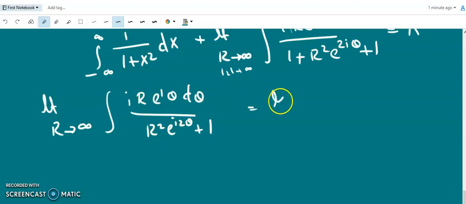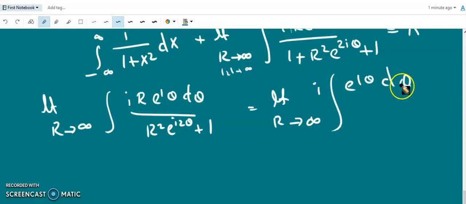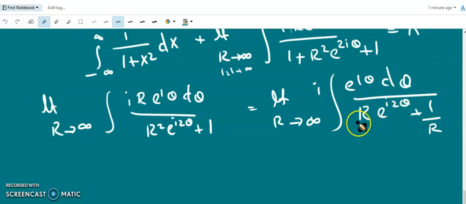We get limit r tends to infinity. When we divide by r, we have i e^{i theta} d theta in the numerator, divided by r e^{2i theta} plus 1 over r. Now when we apply the limit, this 1 over r, 1 over infinity, will be 0. This term is finite, but r is infinite, so 1 by infinity is here, and this term goes to 0.